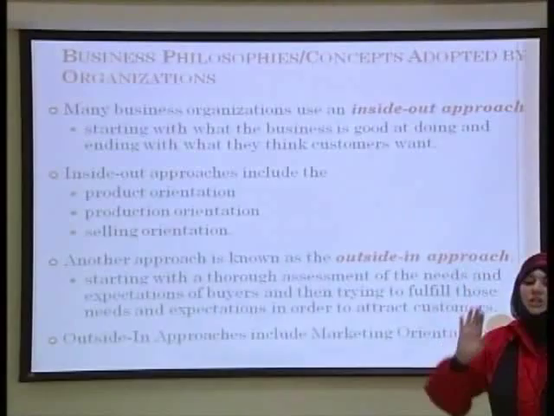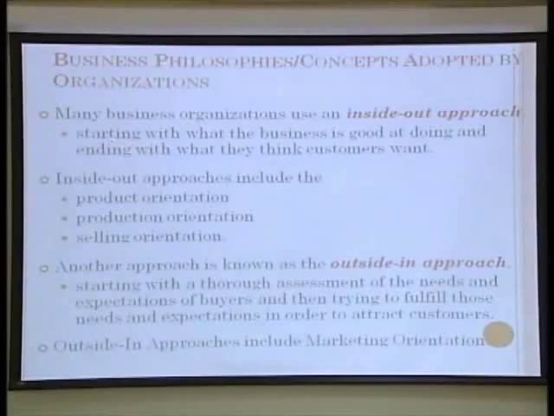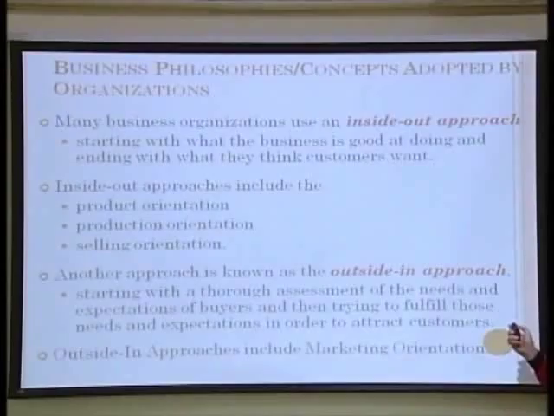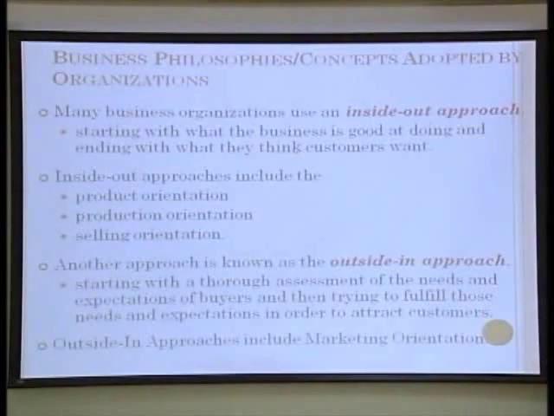So let's see here. Many business organizations use an inside-out approach, which means starting with what the business is good at doing and ending with what they think customers want. Under this approach, we have three main orientations: the product orientation, the production orientation, and the selling orientation. The other approach is known as the outside-in approach, starting with a thorough assessment of the needs and expectations of buyers, and then trying to fulfill those needs and expectations in order to attract customers. The outside-in approach includes the marketing orientation.